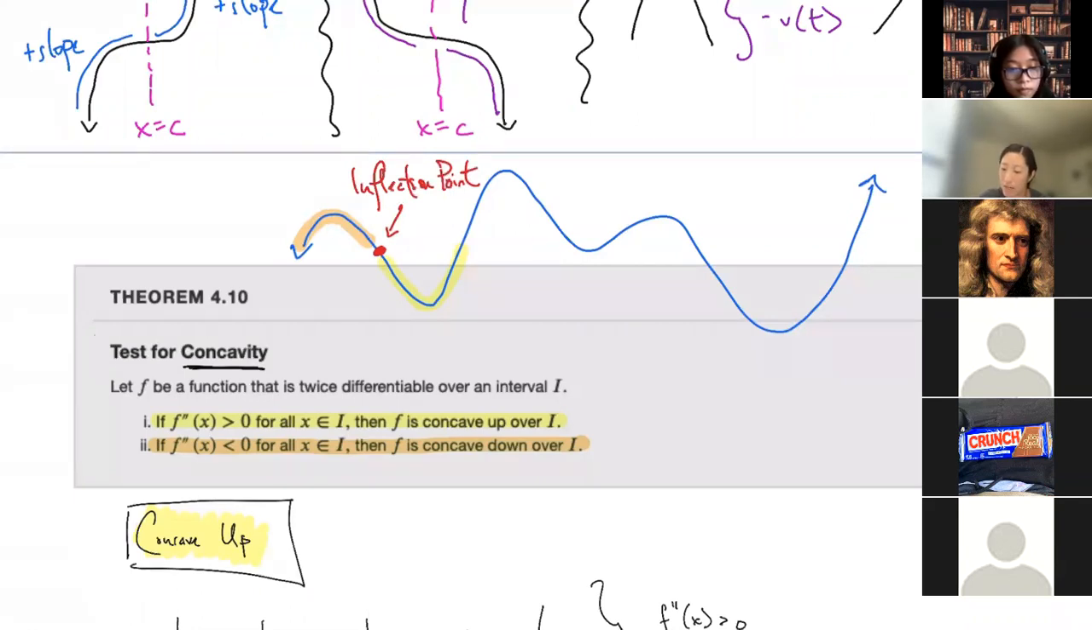Great. And so we could keep going and color coding. This part is concave down, but at some point it changes to concave up again, and then it's concave down, and then it's concave up, right? And so every time we change colors like that, that is where we have an inflection point, okay?